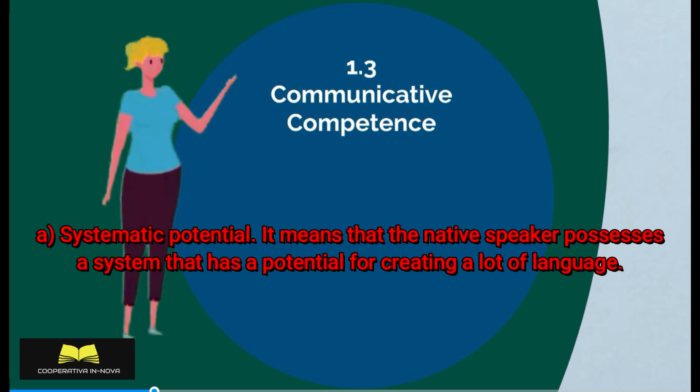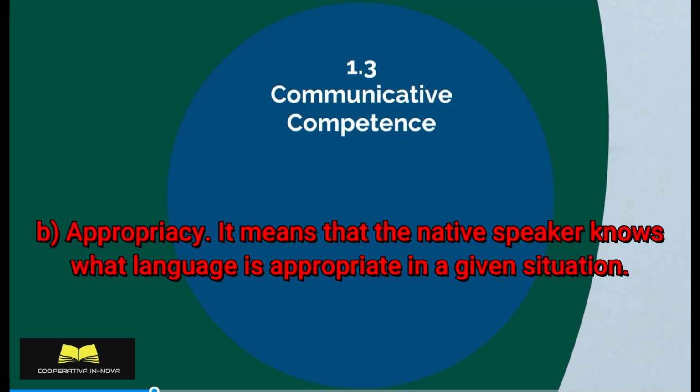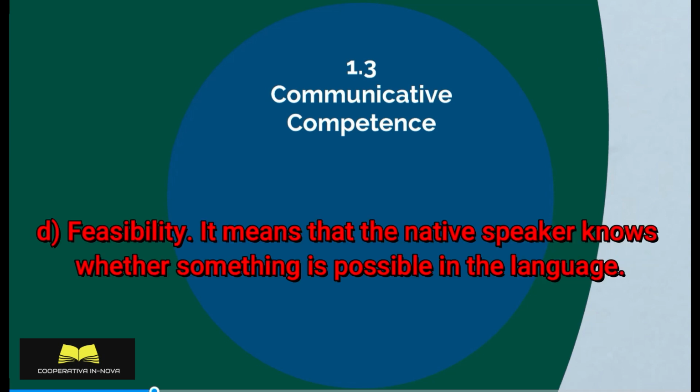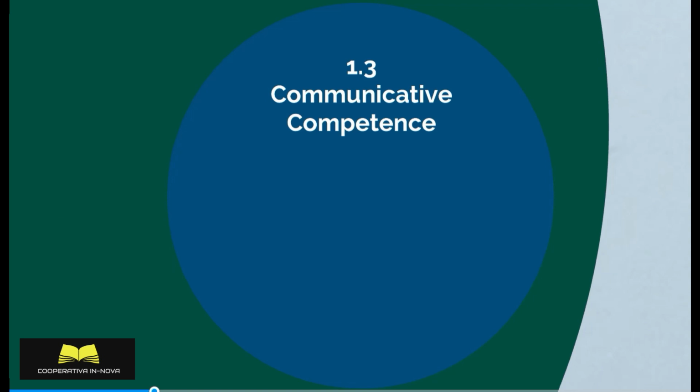A. Systematic potential. It means that the native speaker possesses a system that has a potential for creating a lot of language. B. Appropriacy. It means that the native speaker knows what language is appropriate in a given situation. C. Occurrence. It means that the native speaker knows how often something is said in the language and acts accordingly. D. Feasibility. It means that the native speaker knows whether something is possible in the language.